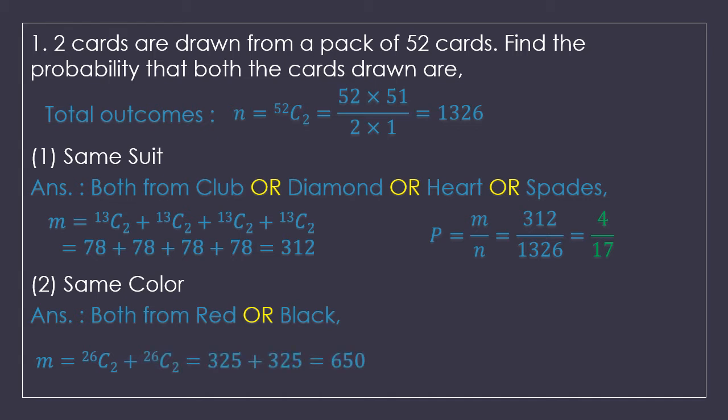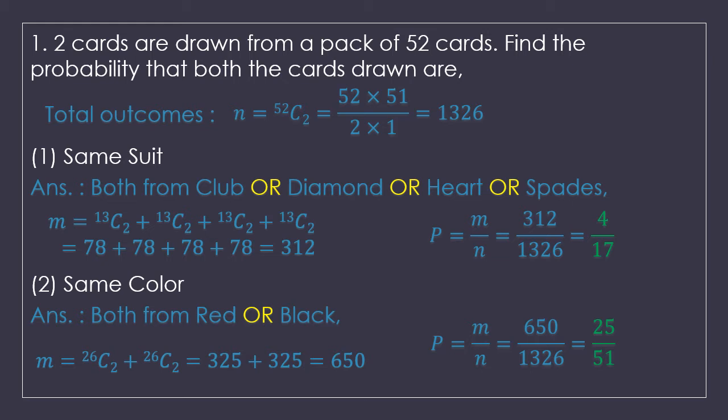So 26C2 is 26 into 25 upon 2, that is 325 plus 325. The total favorable outcomes are 650 and the total outcomes are 1326. The probability will be 650 upon 1326. Divide both of them by 26. So the simplification will be 25 upon 51. So I think you guys must get this.